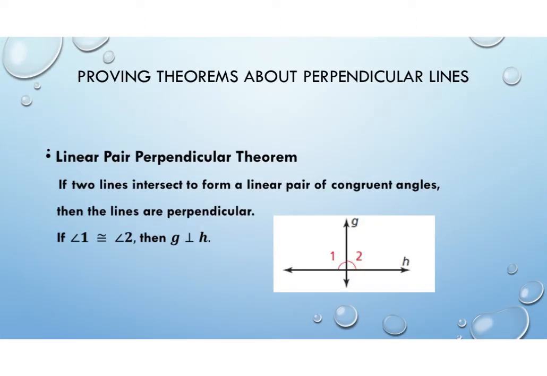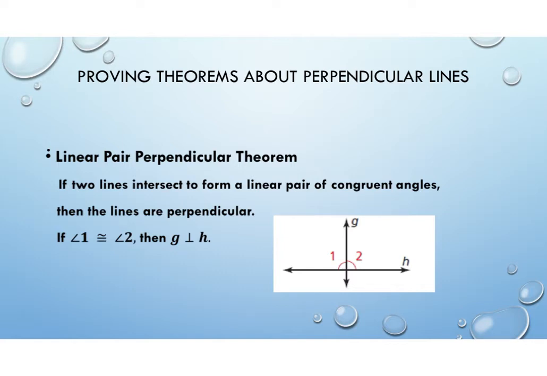All right, proving theorems about perpendicular lines. So a linear pair perpendicular theorem. If two lines intersect to form a linear pair of congruent angles, then the lines are perpendicular. If the measure of angle 1 is the same as the measure of angle 2, or angle 1 is congruent to angle 2, then G is perpendicular to H.